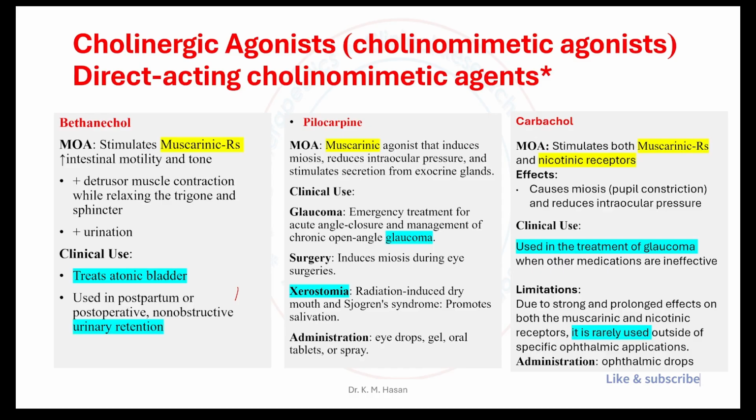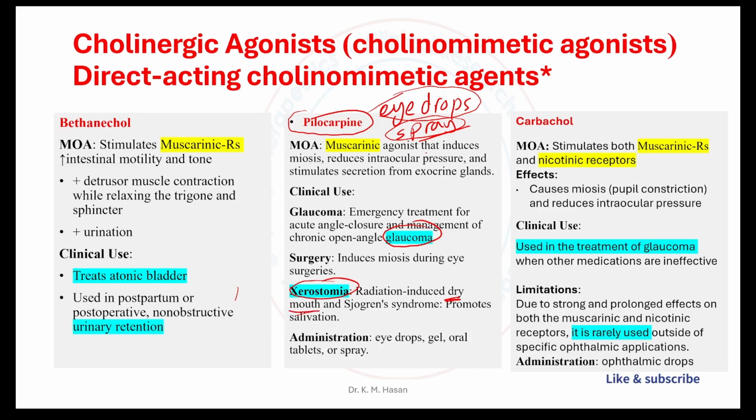Moving to the second medication, pilocarpine. Pilocarpine is mainly available as eye drops. Sometimes you can find it as a mouth spray for patients with dry mouth. So it is available in two forms: eye drops to treat glaucoma and spray to treat xerostomia. We use pilocarpine for two medical cases: glaucoma, as eye drops, or xerostomia when the patient suffers from dry mouth.